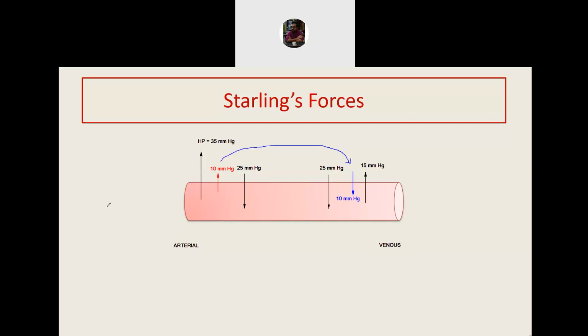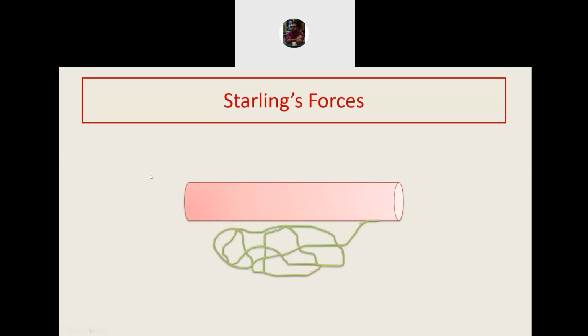Physiologically, this is prevented by the presence of another set of blood vessels. So whatever extra fluid remains outside enters into this fine network of vessels known as the lymphatics or the lacteals. So the lymphatics now absorb any residual amount of fluid that is there due to imbalance between the Starling's forces and slowly return that to the venous end. And this is how the entire Starling's equilibrium is maintained under physiological conditions.